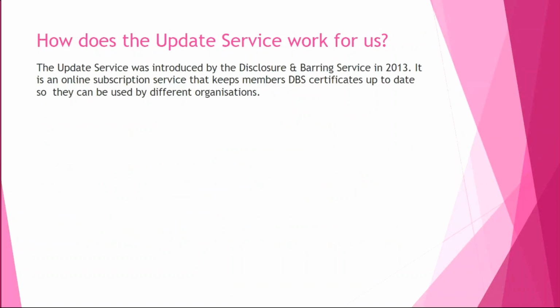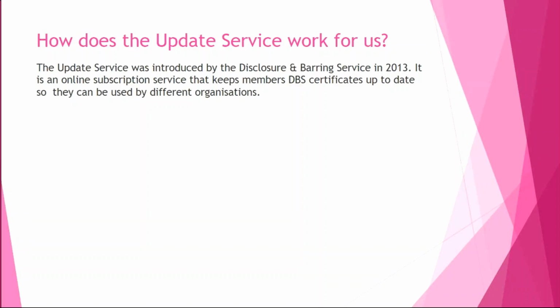Okay, the update service. In England and Wales, only the DBS offer a portability system called the update service. It was introduced in 2013 as an online subscription service that keeps DBS certificates up to date so they can be used by other organisations. Whilst an application is in process, the applicant can subscribe to the update service, which is free for volunteers. Subscribing to the update service means when an applicant uses their DBS certificate with another organisation, that organisation can run an online check to see whether their criminal record has been changed since the certificate was issued.